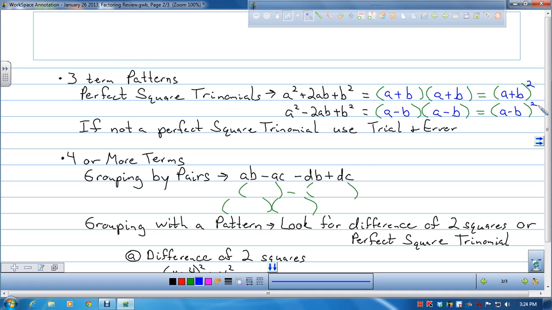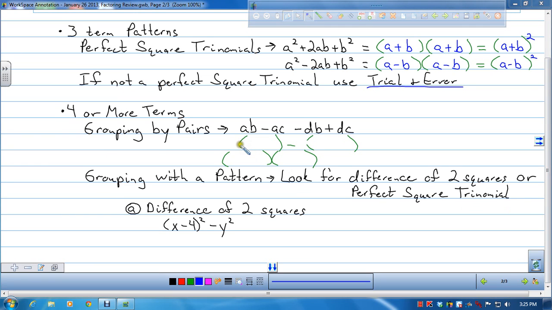If it does not fall into one of those patterns, we simply use trial and error. We figure out what two numbers when multiplied together will equal the last term, but when added will equal the middle coefficient. Okay, so now let's say we have 4 or more terms. There's patterns there as well. 4 or more terms. First off, you could group in pairs.